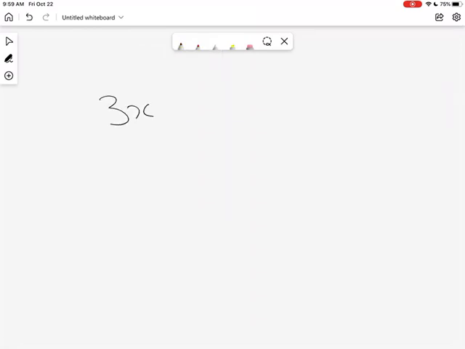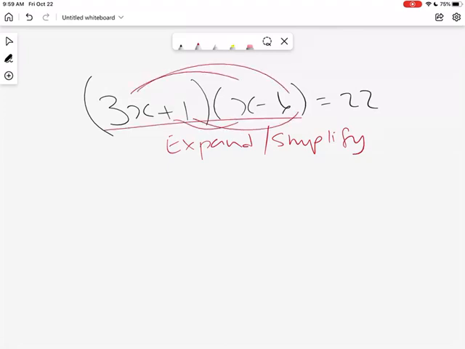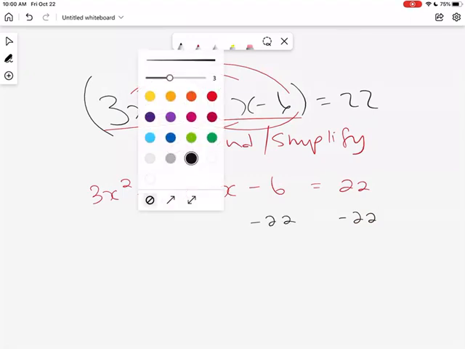So we have 3x plus 1 times x minus 6 equals 22. Okay, so let's go ahead and expand and then simplify this expression here. If I use FOIL, I'm going to end up with 3x squared minus 18x plus x minus 6 equals 22. And then I'm going to bring this 22 over to this side, and I'm going to combine like terms.